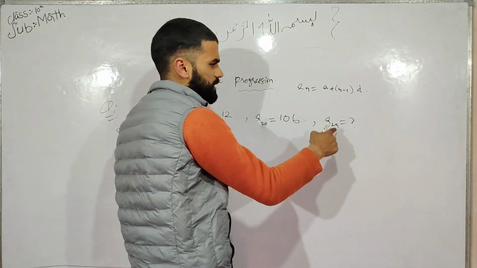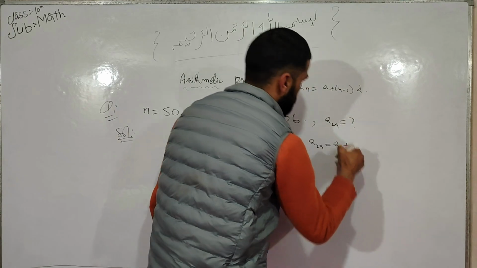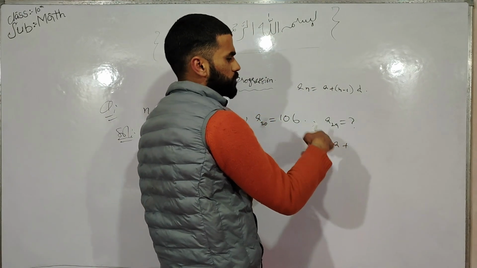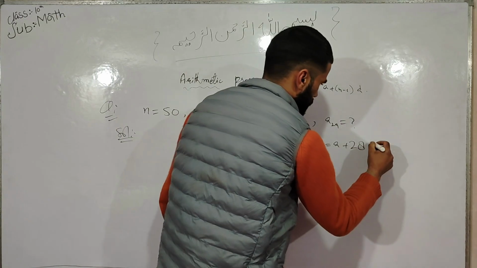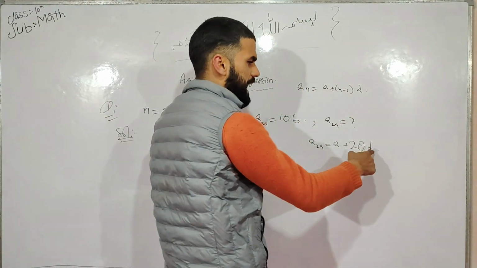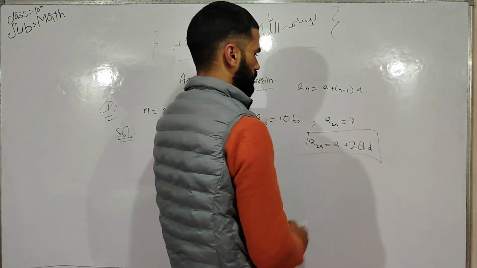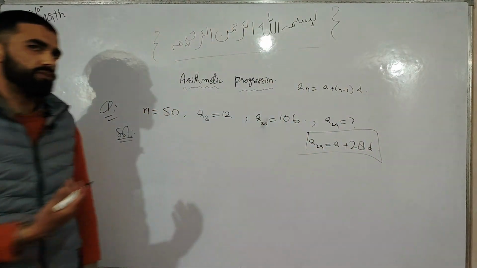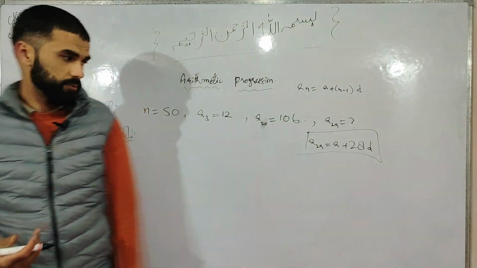So n is here 29. A29 will be a as it is, plus n minus 1, but n is 29, so 29 minus 1, that is 28, into d. So we need to first find a and d. A is the first term and d is the common difference. If we find a and d, then after that we'll be able to find A29.